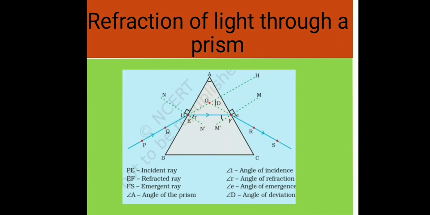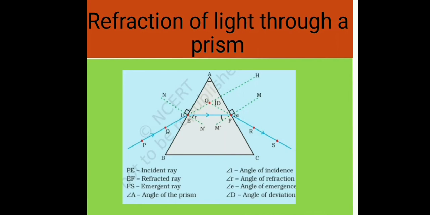Now fix two pins, say at points P and Q, on the line PE as shown in the slide. Now look for the images of the pins through the other face AC. Now fix two more pins at points R and S such that the pins at R and S and the images of the pins at P and Q lie on the same straight line.